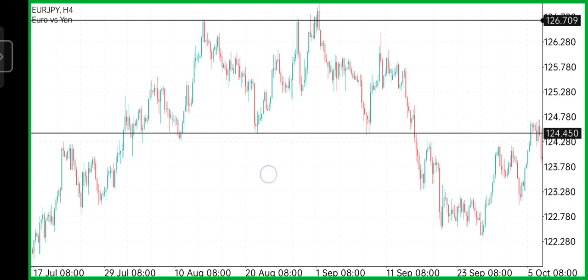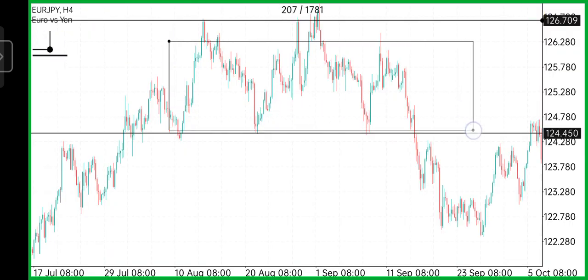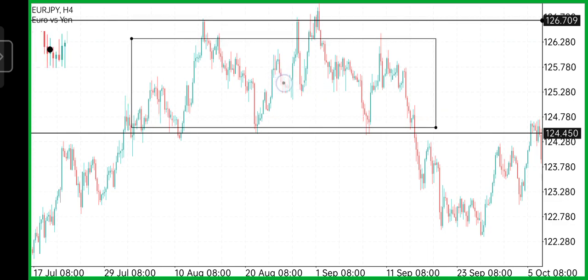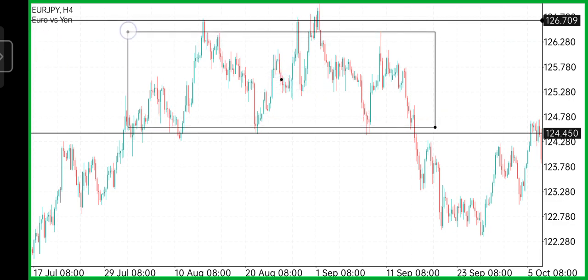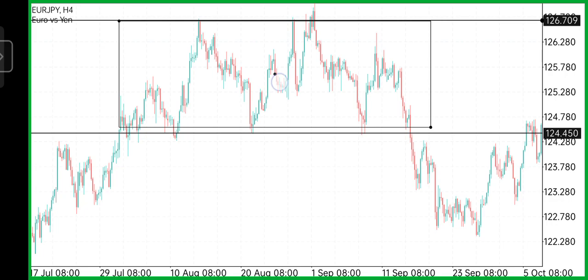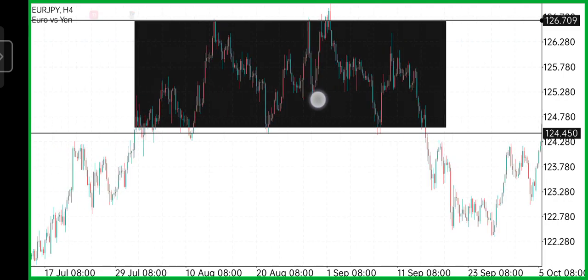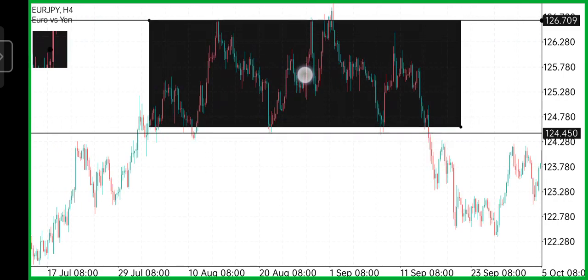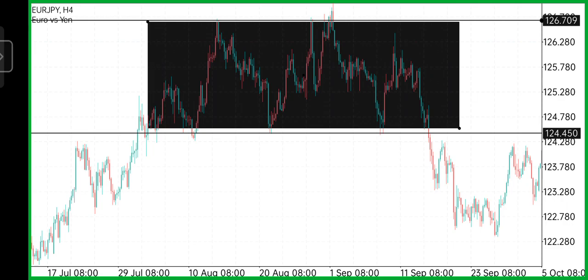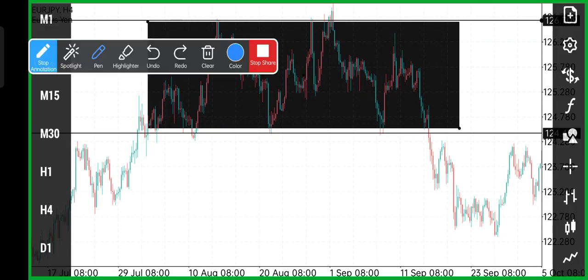So this is a ranging market here. It's a ranging market. This one here. Can you all see it? Yeah, so this is a ranging market. It goes up and down. No, it goes sideways actually. It doesn't go like the uptrend or the downtrend, you know.